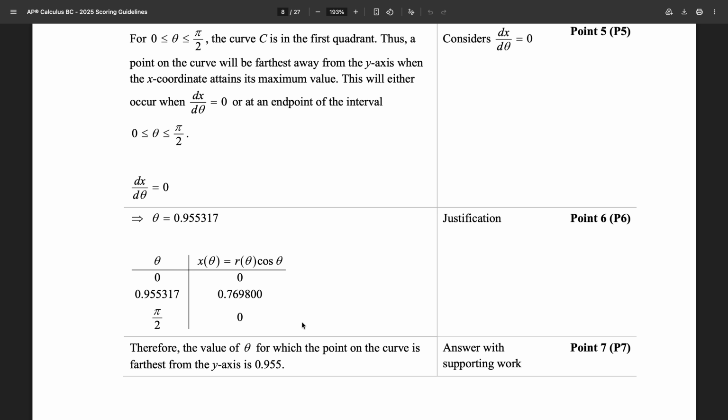Alright, so hopefully this video will help you guys visualize what the particle is doing, because who knows if we'll get another polar FRQ.